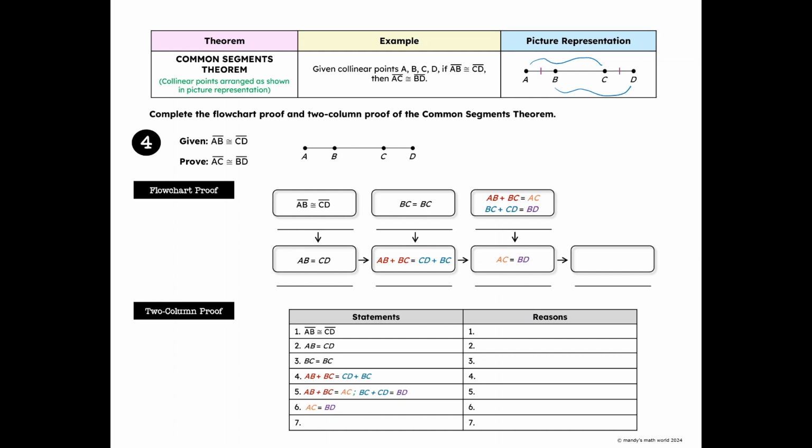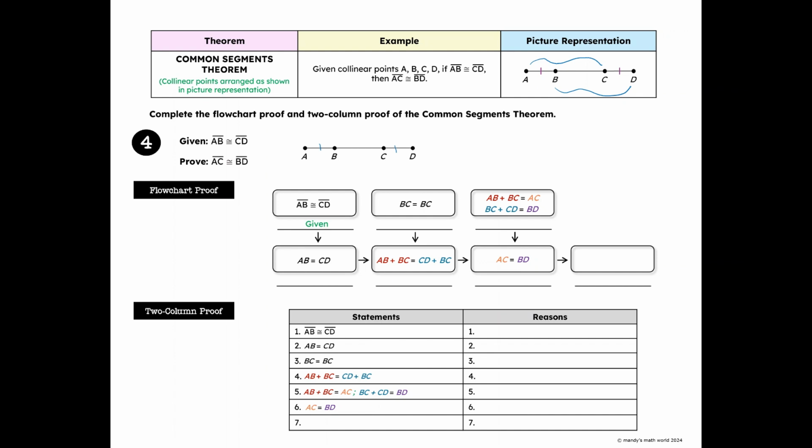Okay, so we're going to complete this flowchart proof and two-column proof of the common segments theorem. So we're going to prove this theorem right here. We're going to do it in a flowchart proof first, and then we're going to take that and write it in a two-column proof. First, we are given that segment AB is congruent to segment CD. We're asked to prove that segment AC is congruent to segment BD. So in our flowchart proof, segment AB is congruent to segment CD. Why? That's what we're given.